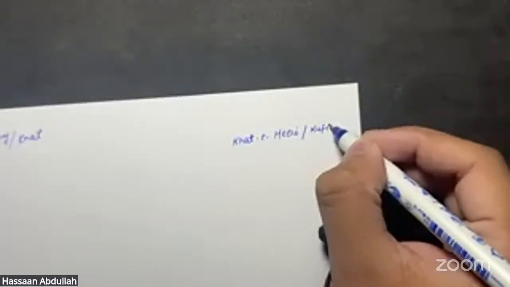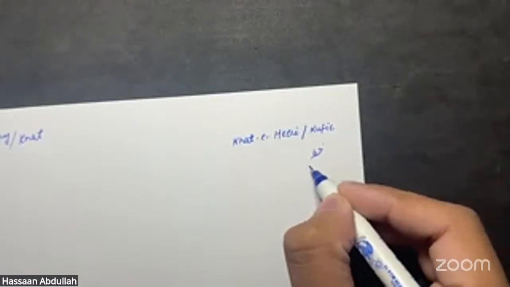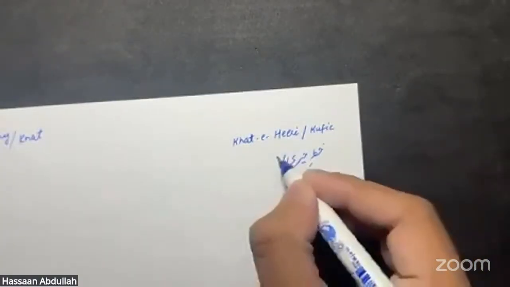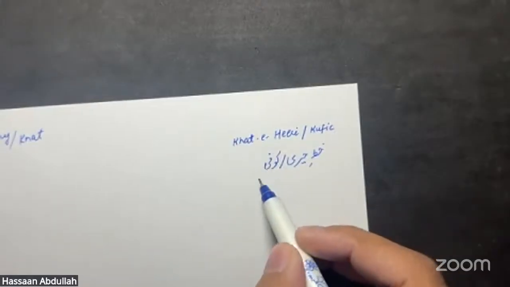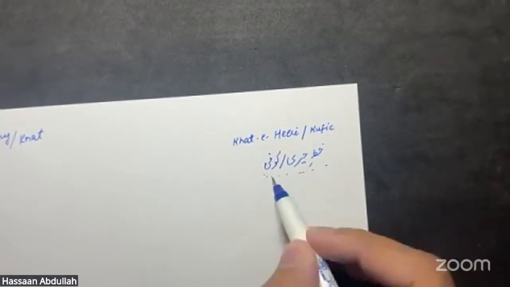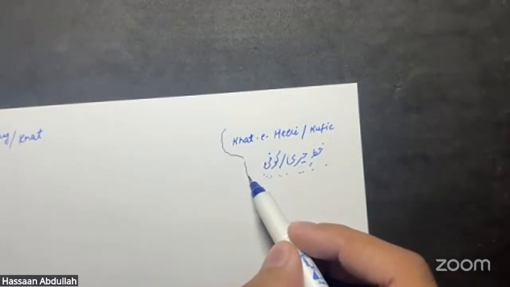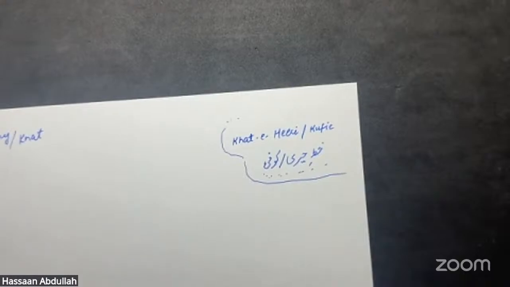Khatte Hiri, or it is also called Khatte Kufik. Okay, all the people are able to read this writing as well. So this was the only script at that time.